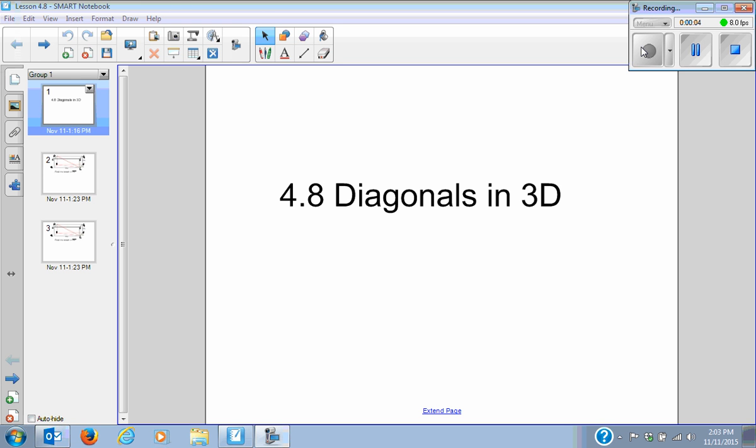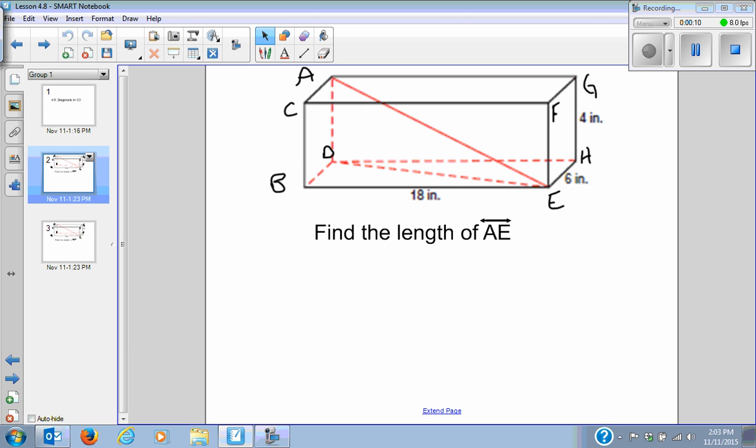Here we go, 4-8. We're going to talk about diagonals and three-dimensional figures. We really only got one problem. It's going to take us a little bit of time, but we'll talk through it first, then we'll get to cracking some math out. Shouldn't take us too long. We'll work that Pythagorean theorem a couple times here and get some answers.